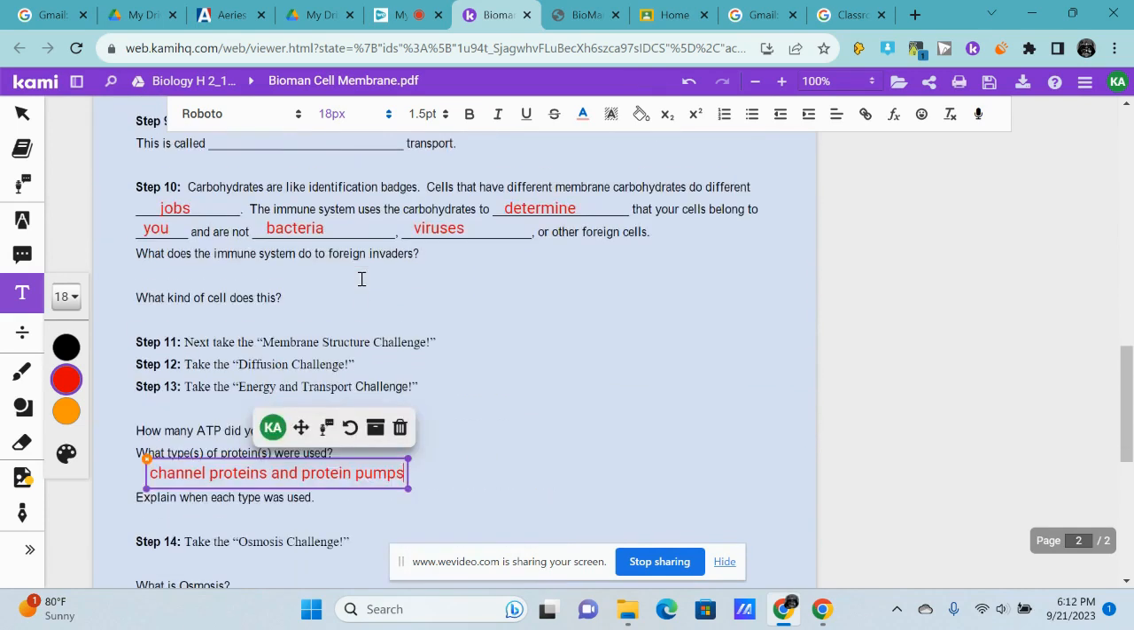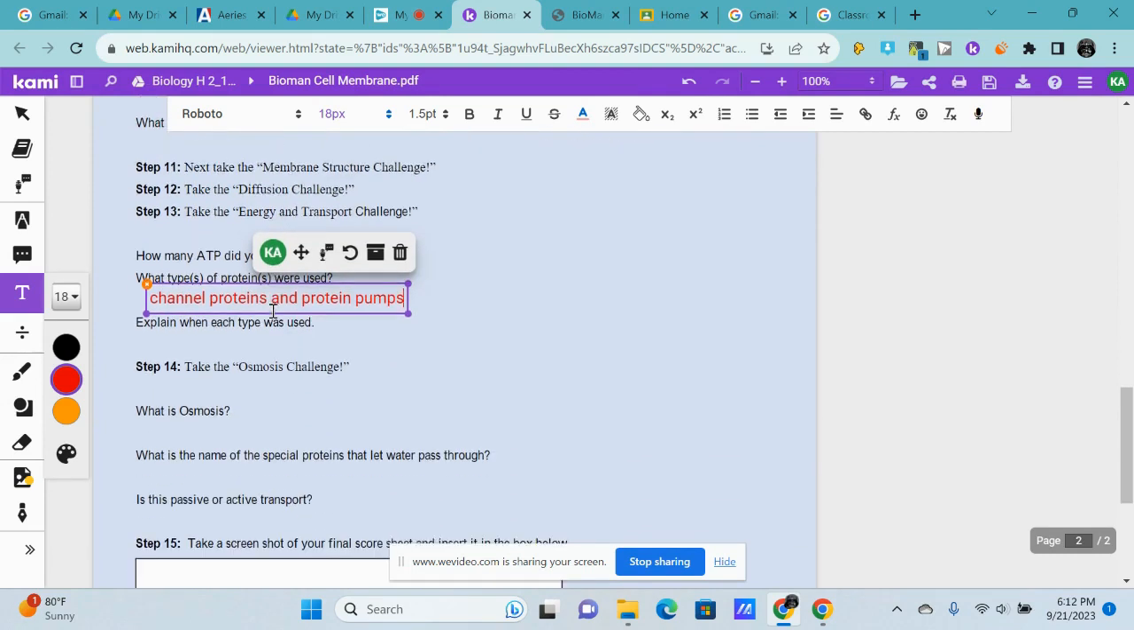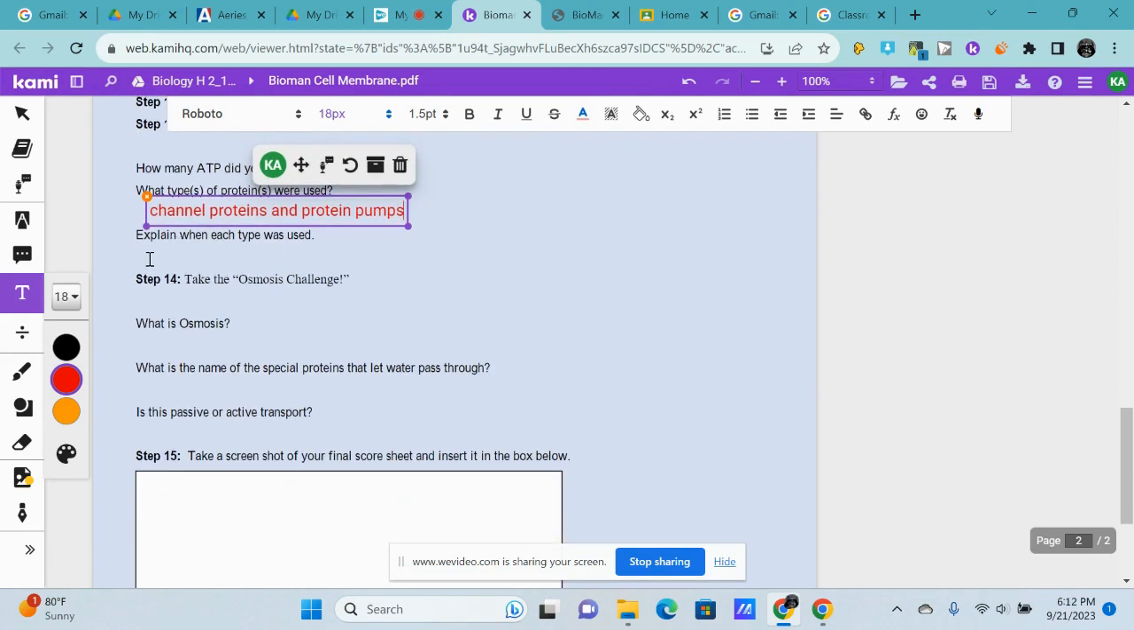All right, so where are we at? Immune system fights them. What kind of cell does this? White blood cells. All right, so I'll do this one. Channel proteins are for facilitated diffusion, and protein pumps for active transport.